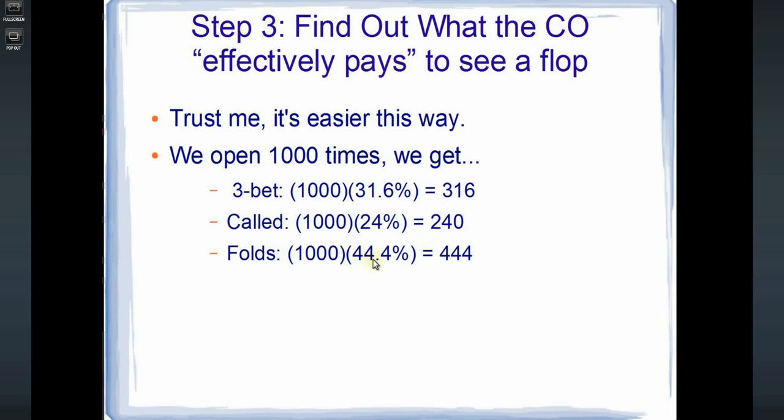And the way I found this 44.4% was I just took 100%, subtracted 31.6%, and then subtracted 24%, because the amount of times we're going to get folds is going to be equal to 100% minus the percentage of the time we're called and minus the percentage of the time we're 3-bet.